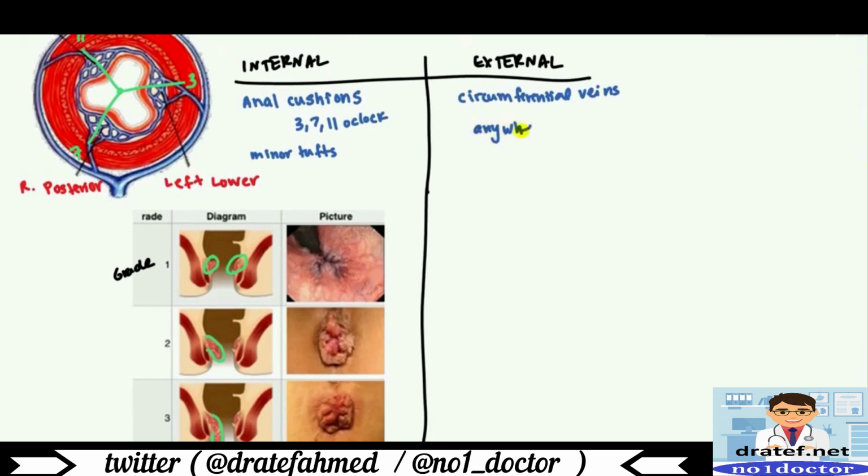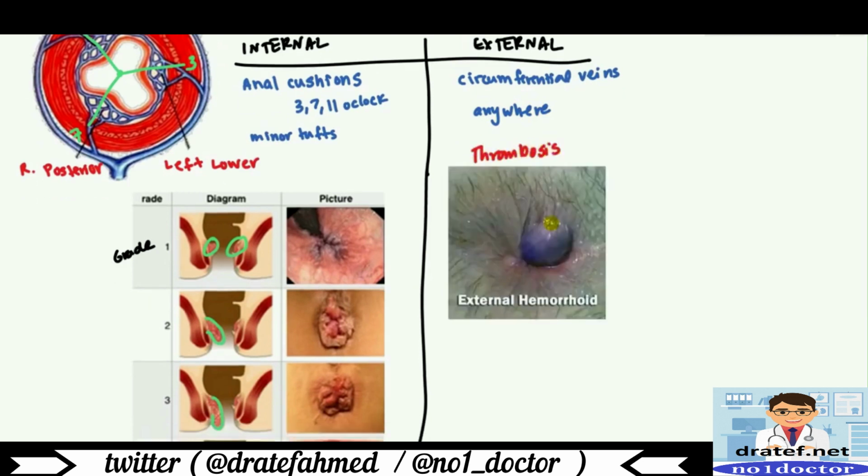So we know that external is in the circumferential veins, and so they can occur anywhere. They don't have the same 3, 7, 11 o'clock thing. The biggest problem with external is thrombosis. And so here's an image of an external hemorrhoid, and you can see kind of bluish discoloration. And so that is thrombosis right there. And what happens oftentimes is it begins to erode the skin, and that can eventually lead to bleeding, bright red blood.